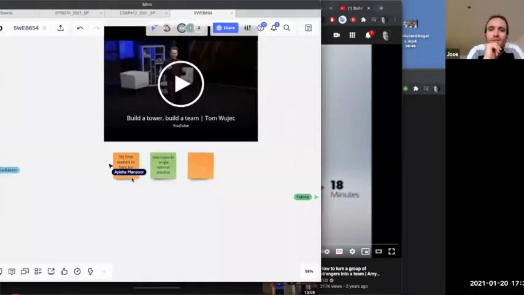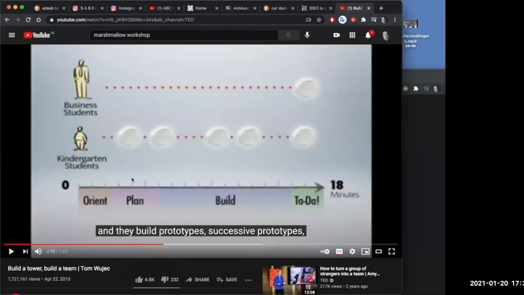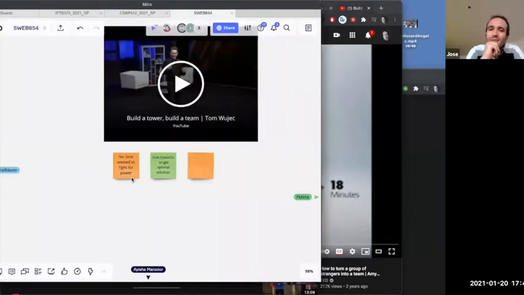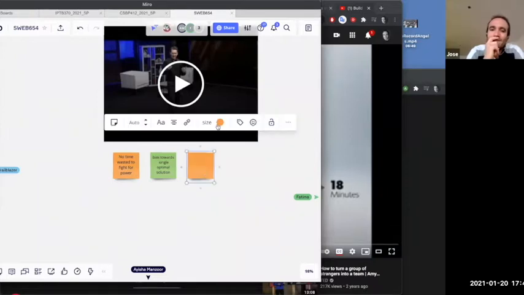Can somebody tell me the difference? Aisha Manzoor. Yeah. They build successive prototypes. How many more prototypes do they build according to this picture? 5x more, right? So you can write here 5x more prototyping. Sounds good? These are the three differences.